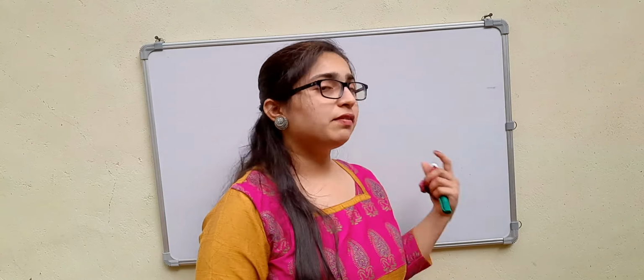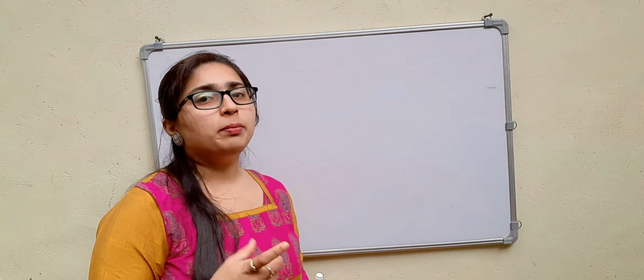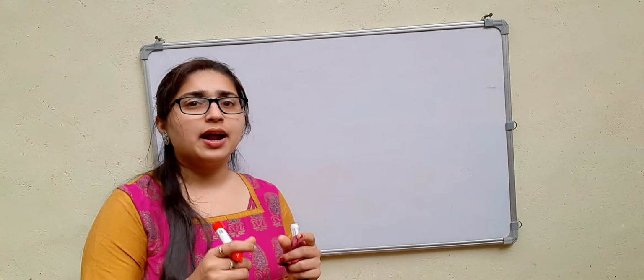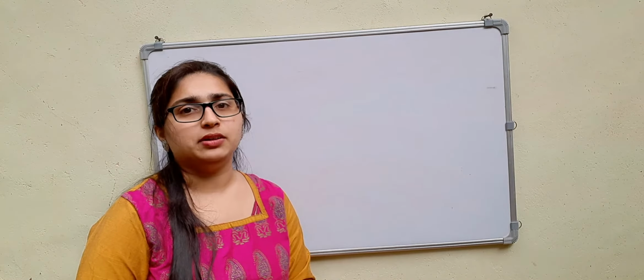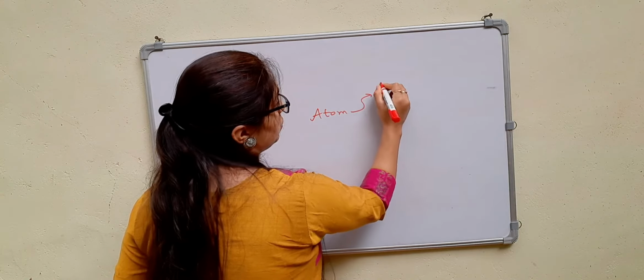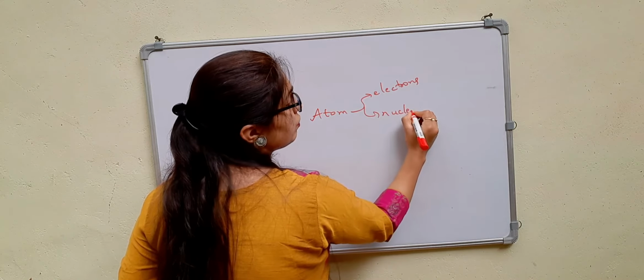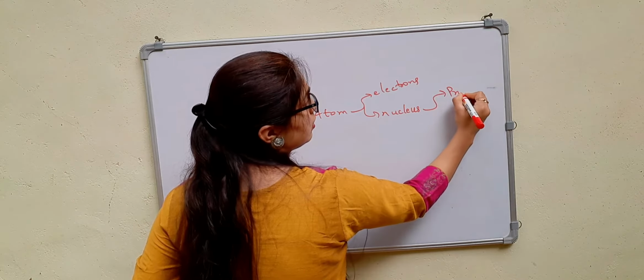In this video, we will study some basics and then we will proceed to the chapters in network theory. You know all matter is made up of atoms. An atom is the smallest part of any element, right? This atom comprises electrons and the nucleus. The nucleus consists of protons and neutrons.